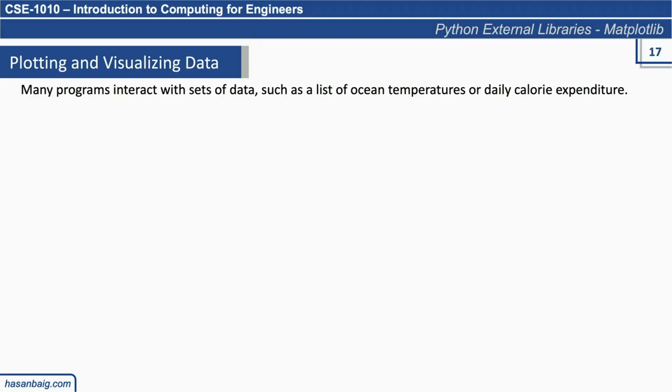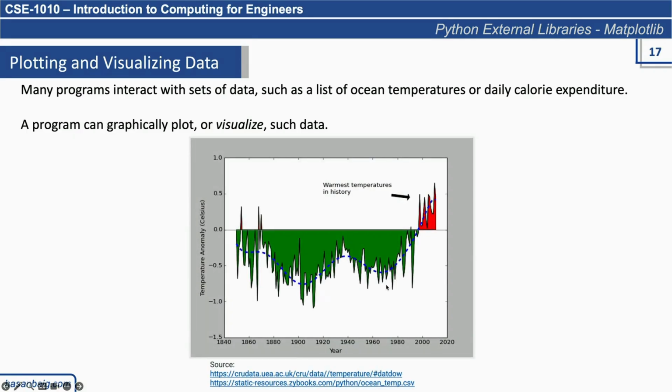However, if the same data is presented graphically, like in a pie chart, you can easily identify which one is bigger, which one is eating up more expenses. Similarly, a program can graphically plot or visualize such data. So this is an example of ocean temperature. By looking at it, we can see in which particular year the ocean temperatures were higher, above zero, otherwise it was lower than zero. If it were all numerical values, it would be very hard to determine where the temperature is rising and lowering down to a certain threshold.